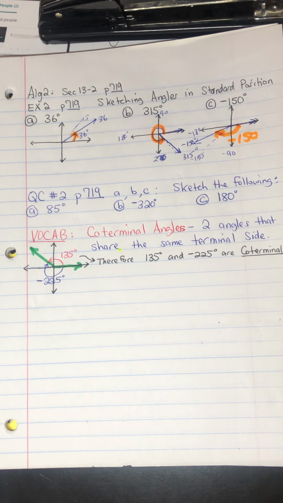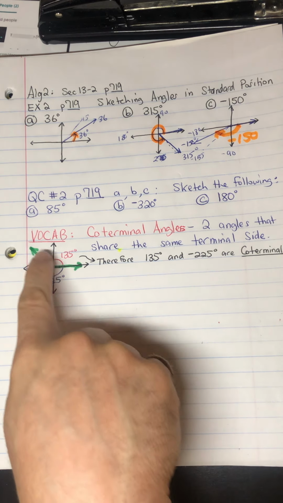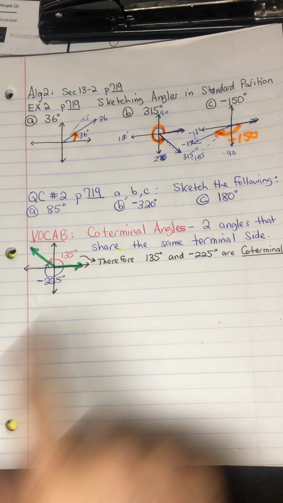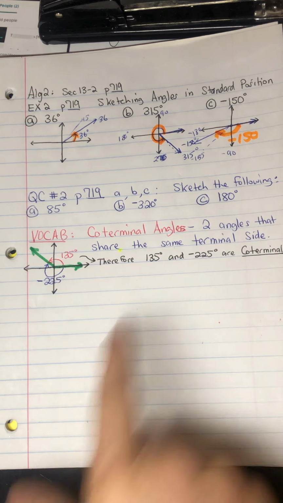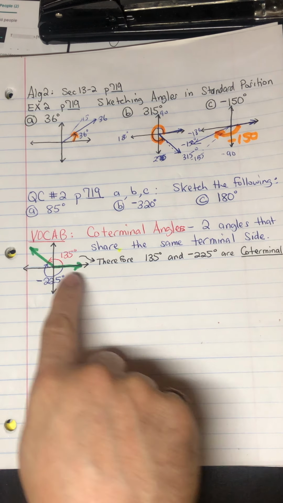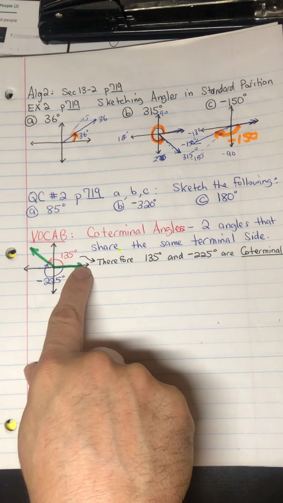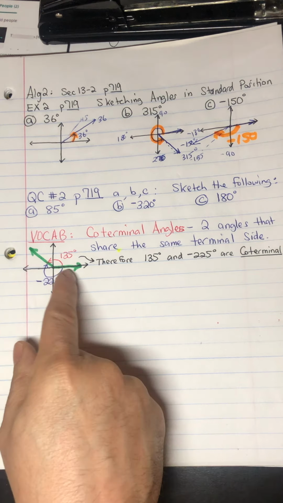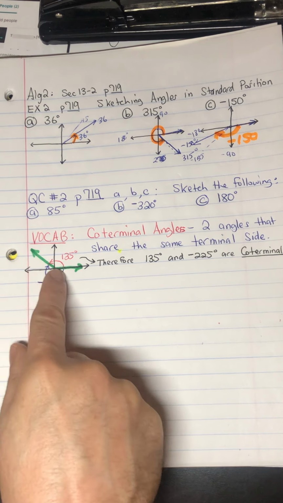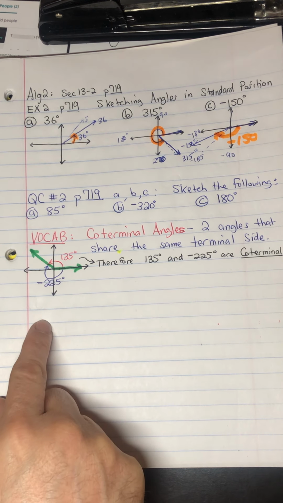Last thing I want you to do before I stop this video is write this vocabulary word: coterminal angles. Coterminal angles are simply two angles that share the same exact terminal side. For instance, look at this angle in green. If I measured it counterclockwise in the positive direction, it'd be 135 degrees. 90 plus 45, right down the middle, is 135.